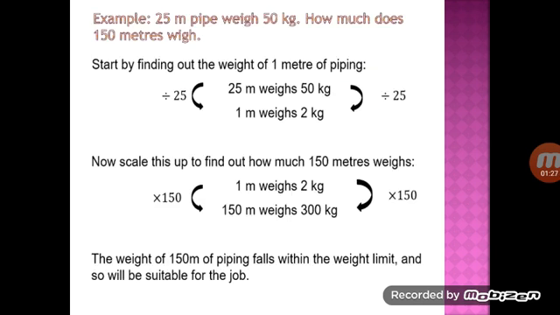The next example is, if a 25-meter pipe weighs 50 kg, then how much does a 150-meter pipe weigh? A 25-meter pipe weighs 50 kg. We will convert it into the weight of a 1-meter pipe by dividing 50 by 25. Our answer is that 1 meter weighs 2 kg. The unit rate is that 1 meter weighs 2 kg, and then to find the weight of the 150-meter pipe, we will multiply 2 kg by 150, and that will result in 300 kg. We can say that a 150-meter pipe weighs 300 kg.